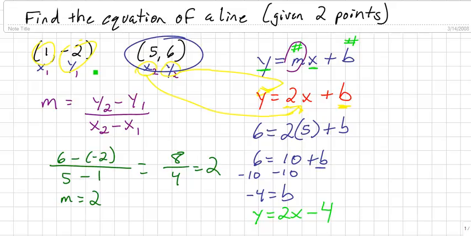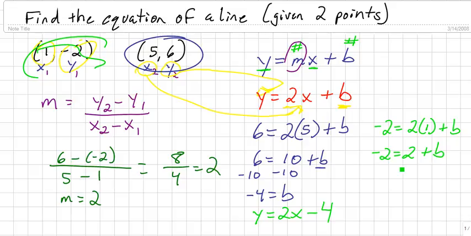And again, I could have chosen the other point. In fact, we'll do that. If I chose the other ordered pair, I would have a y value of negative 2 equals the slope, which is still 2, times the x value, which is 1, plus b. And I would go about solving this. Again, negative 2 equals 2 plus b. Subtract the 2, whatever I do to one side, I have to do the same thing to the other side. So I'm left with negative 4 equals b.